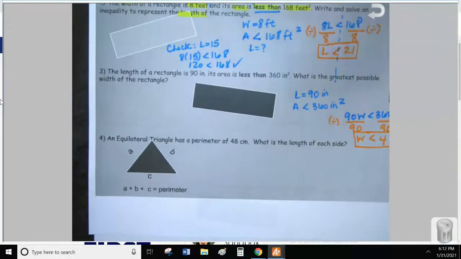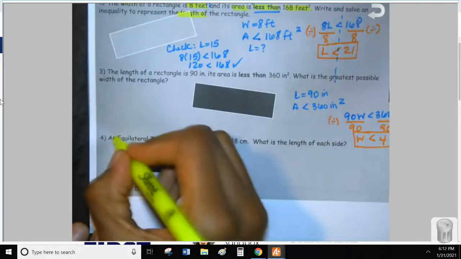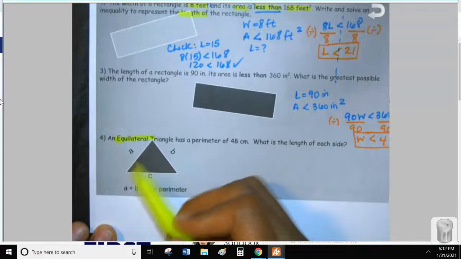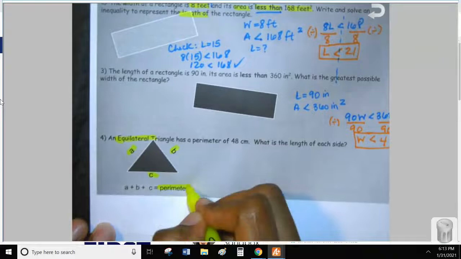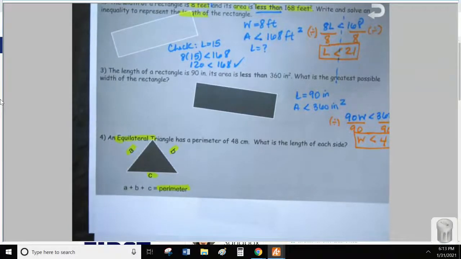The last one: an equilateral triangle has a perimeter of 48 centimeters. What is the length of each side? Hopefully you know that equilateral means that it has equal sides. That means all the sides are equal. A triangle has 3 sides, and A plus B plus C will give me the perimeter of that triangle, and all the sides have the same length. So if I wanted to find the length of the sides, because they're all the same, I could use a multiplication equation.